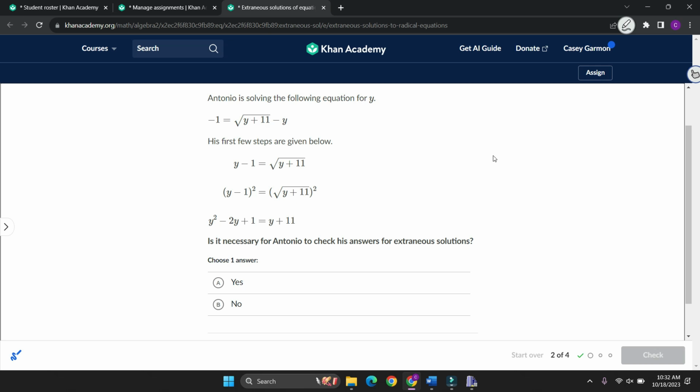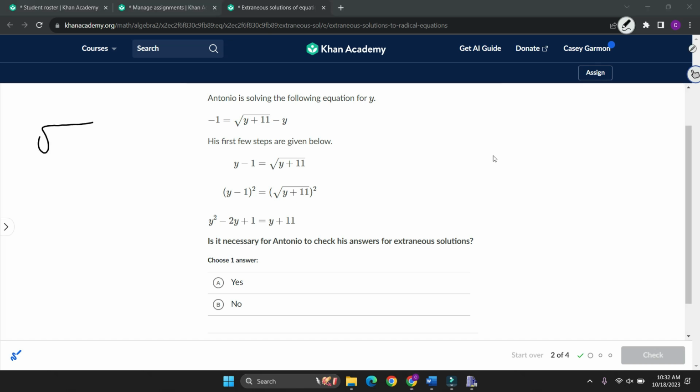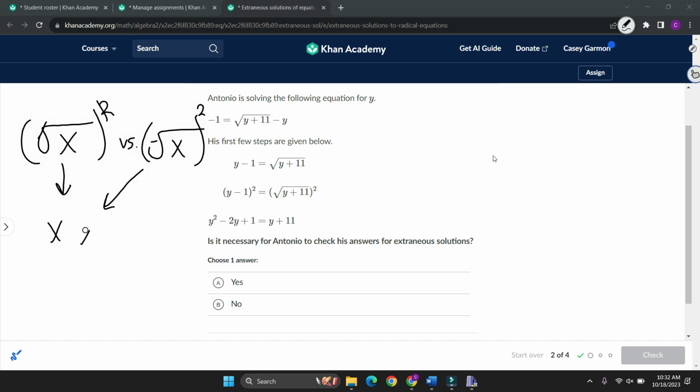Okay, so extraneous solutions, or potential extraneous solutions, I should say, are produced anytime you square a root. And the reason is because in the process of doing that, you lose information. Meaning that if I have two cases here, a positive root of x and I square it, I get x. And here I have a negative root of x and I square it, I also get x.